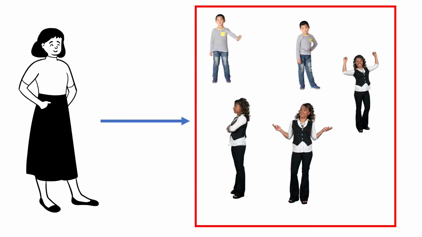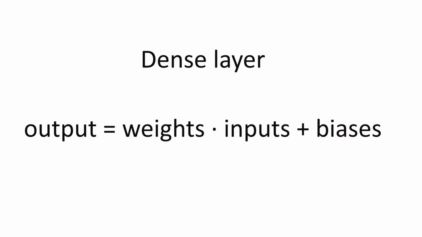The math behind a dense layer is simple but powerful. We have here the math, which is output equals weights times inputs plus biases. So we multiply the inputs by weights, add biases, and get the outputs. It's simple, isn't it? These weights and biases are what the network learns during training to make accurate predictions. During training, the network adjusts these weights and biases based on the input data.